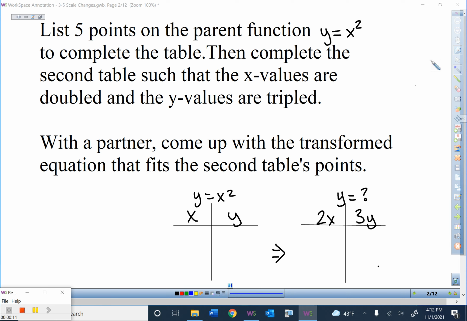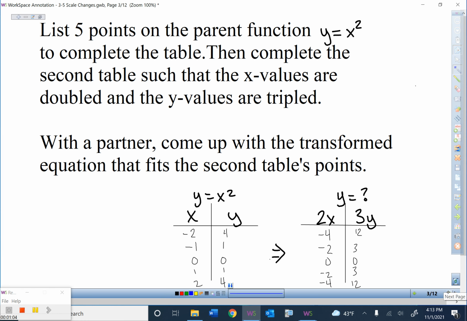Then you're going to complete your second table so that the x values from your original are doubled and the y values are tripled. So that just takes all your x values times 2 and all your y values from the table times 3. And when you're done with that, your task is to come up with the equation that fits the second table's points. Okay, so I'm going to let you pause the video here, and I want you to see if you can come up with an equation that works with your points. You'll know it's correct if you can plug in the x value you got here, and it comes out to that y value. Okay, so pause the video and try that for me.